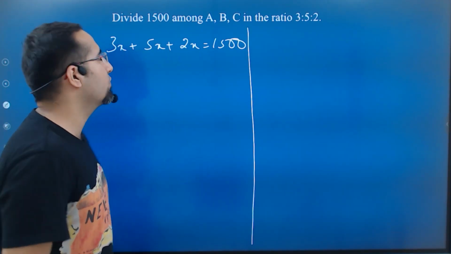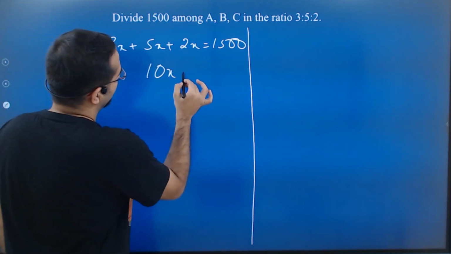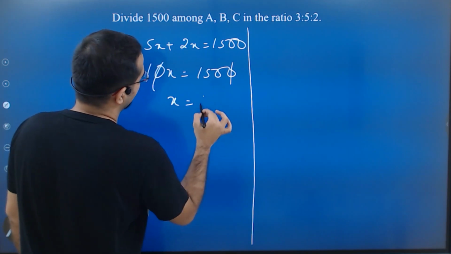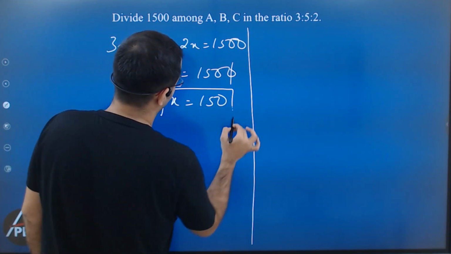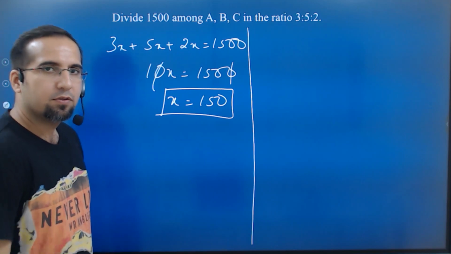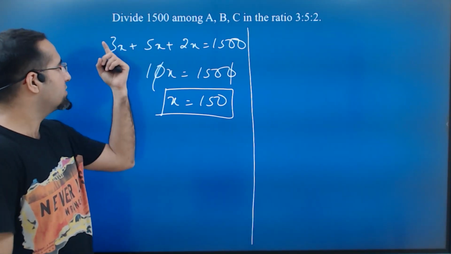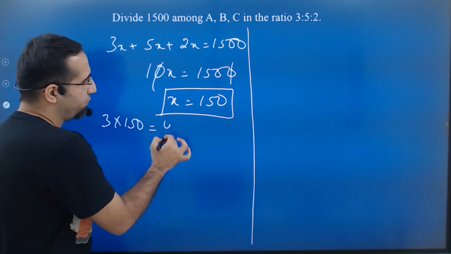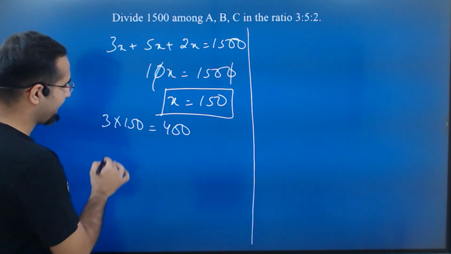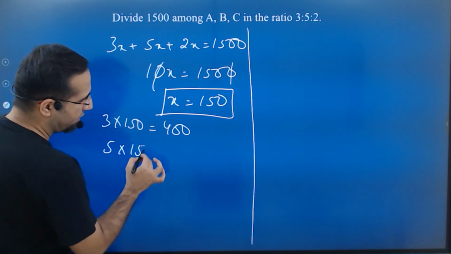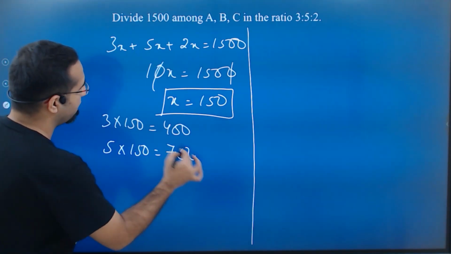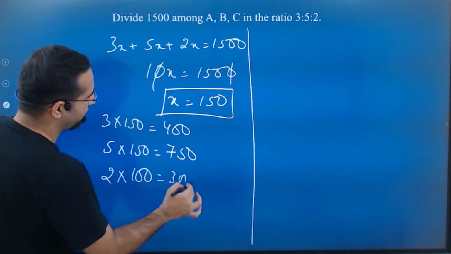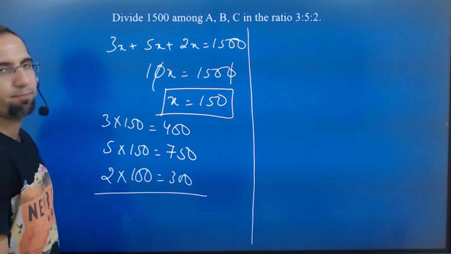If 10x is equal to 1500, so what do I get from here? The value of x is equal to 150. If the value of x is equal to 150, now what is the value of this part? That's going to be 3 into 150, which is 450. The value of the second part becomes 5x, that is 5 into 150, that is 750. And the value of the third part is 2x, that is 2 into 150, that is 300. And these become the values of them.